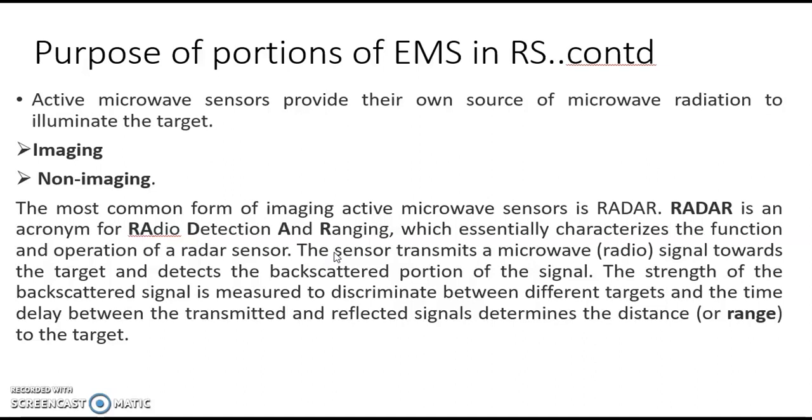Now these sensors emit microwaves, or they can go up to radio signals, towards the targets, and they detect the backscattered portion of the signal. So whatever is bouncing back, they detect that signal. The strength of the scattered signal is measured to discriminate between the different targets.